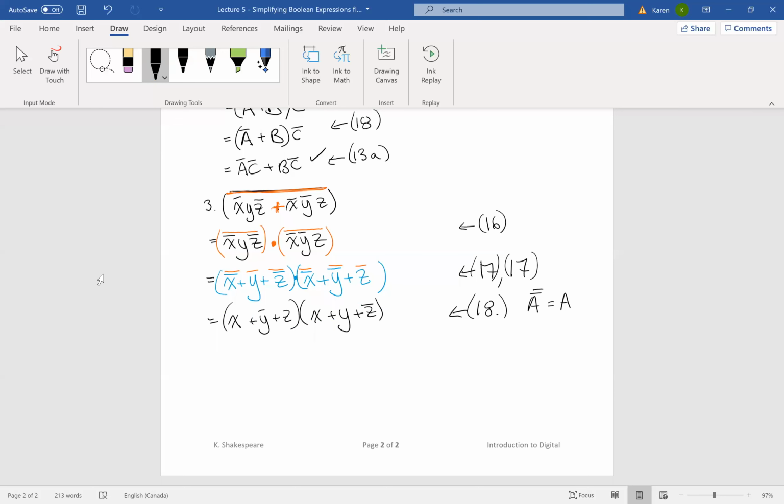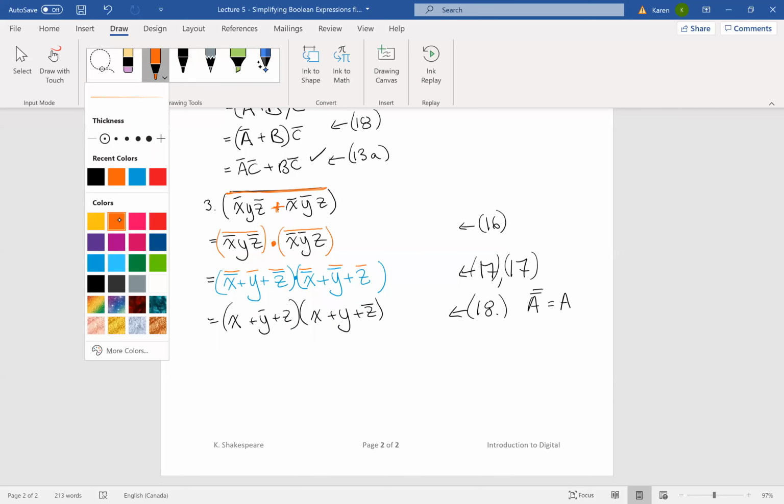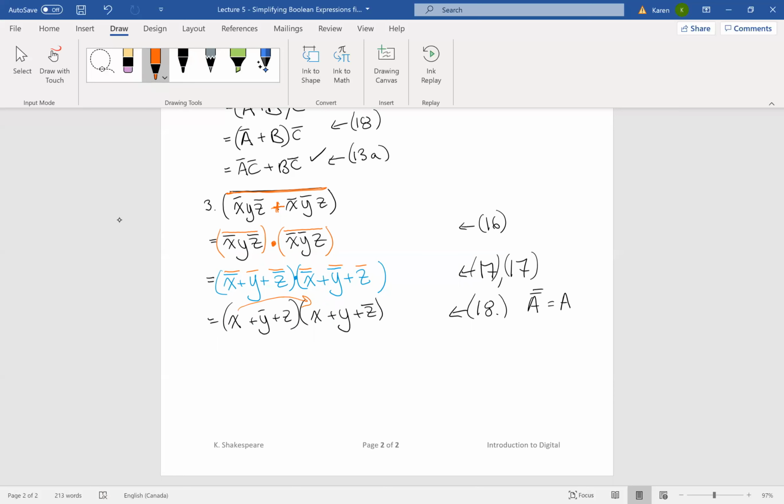Now the next thing I have to do is I need to distribute. So I use a different color. So that means x times x plus x times y plus xz bar plus y bar x, etc. So distributing, what is that called? That is 13a, theorem 13a. And again, have your midterm formula sheet in front of you to look at that. So I'm just going to go through that.